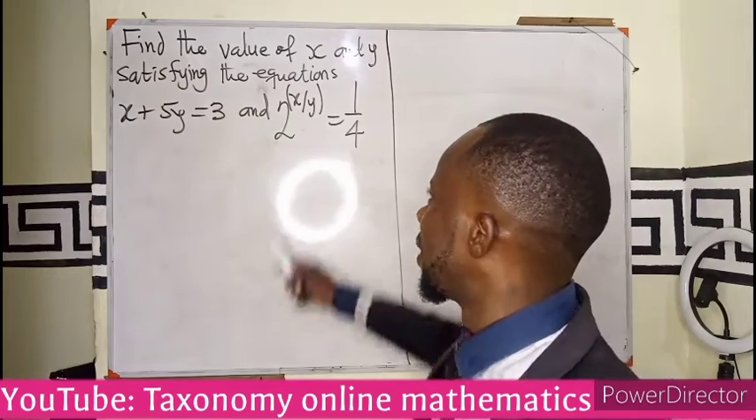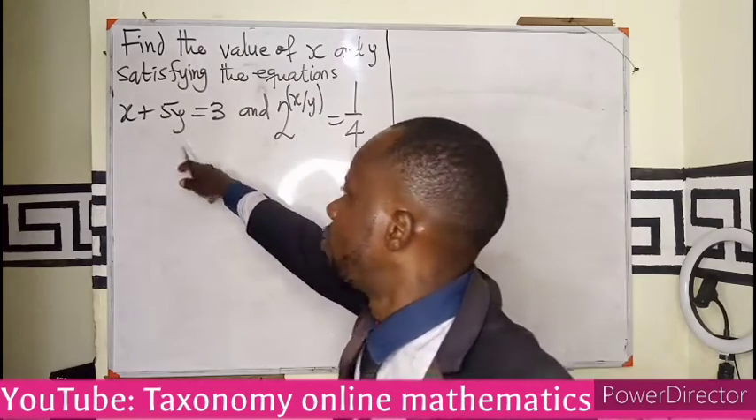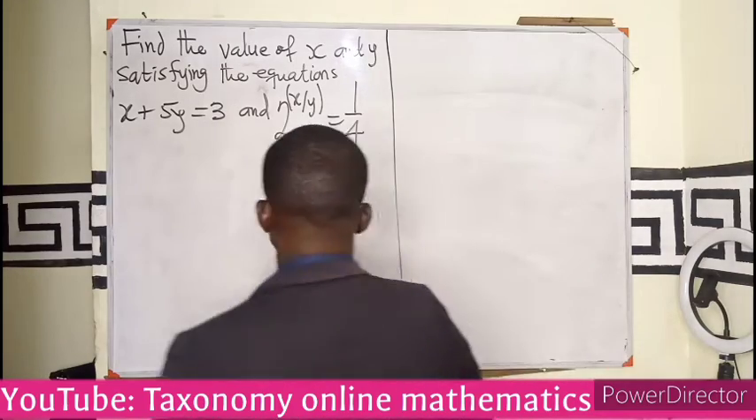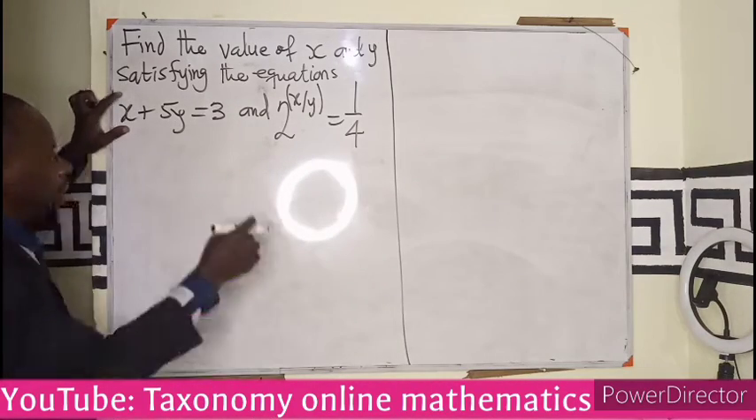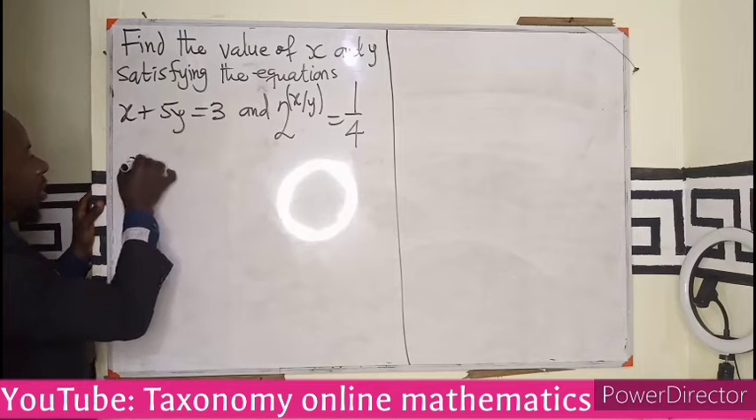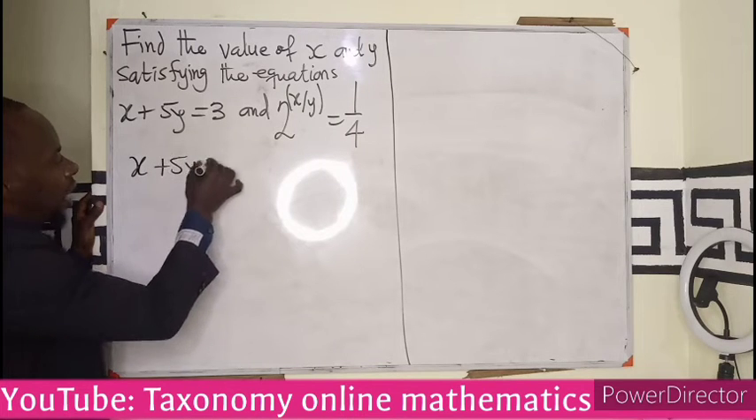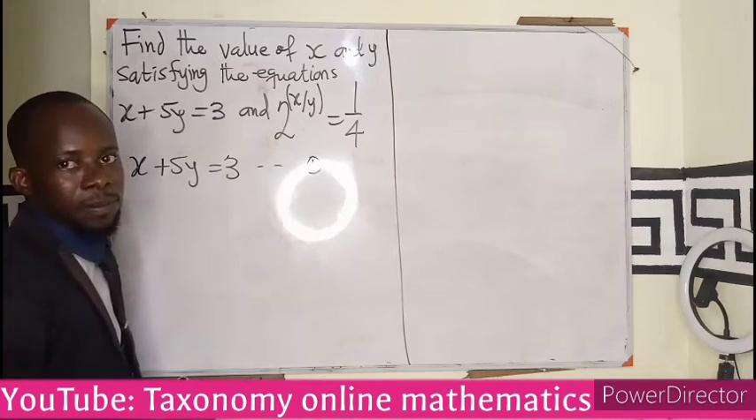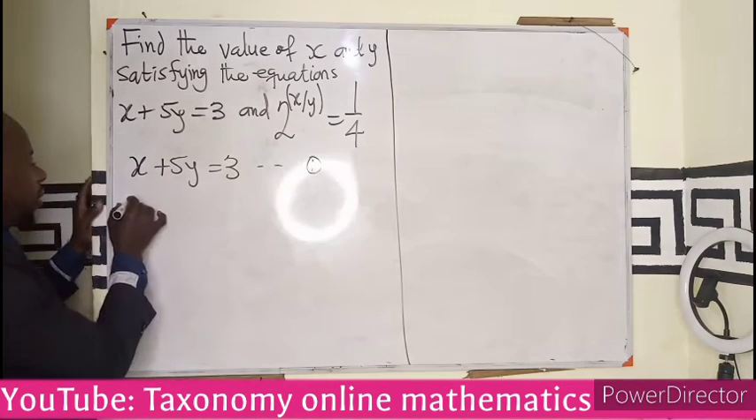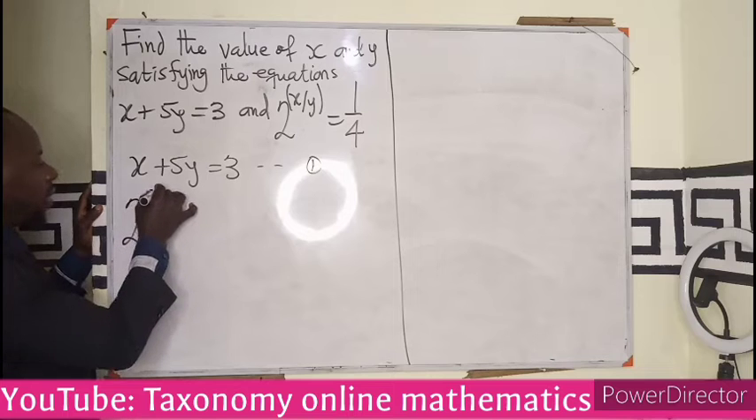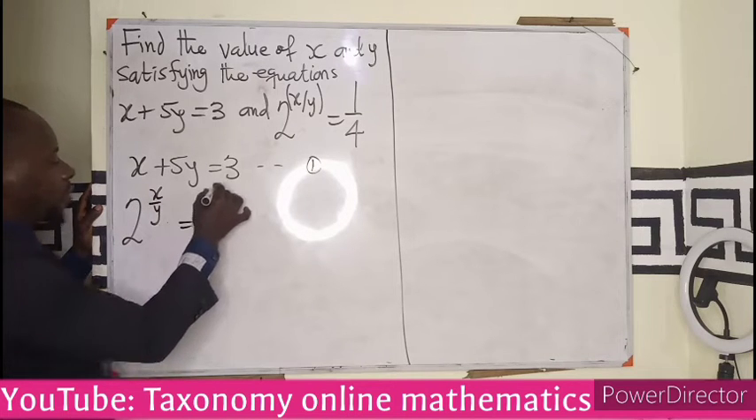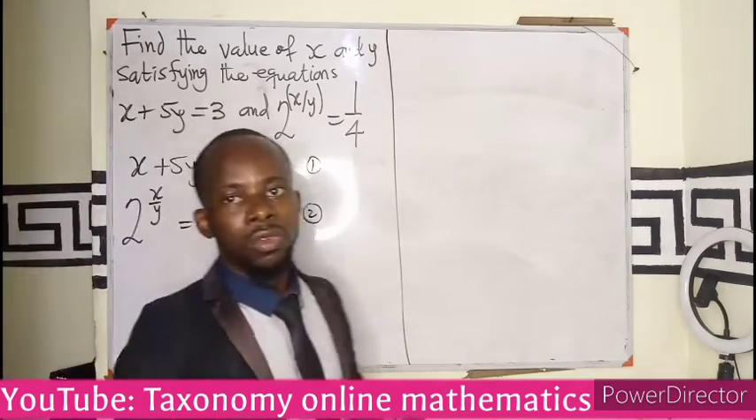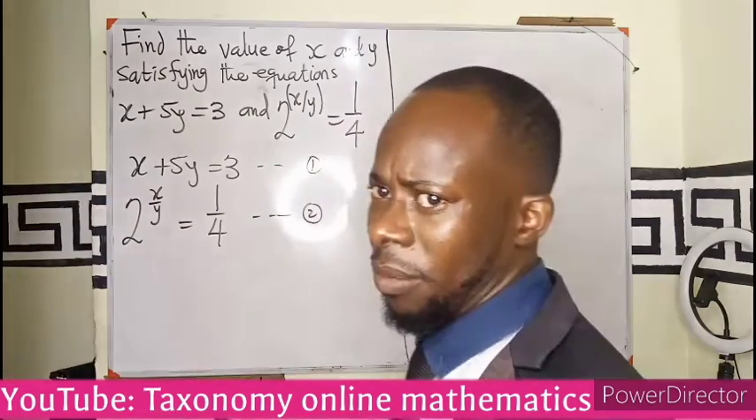Alright, so we can see these are two equations that become simultaneous. So we write them as equations. It becomes x + 5y = 3, which gives us our equation 1. Then 2^(x/y) = 1/4 also gives us equation 2.